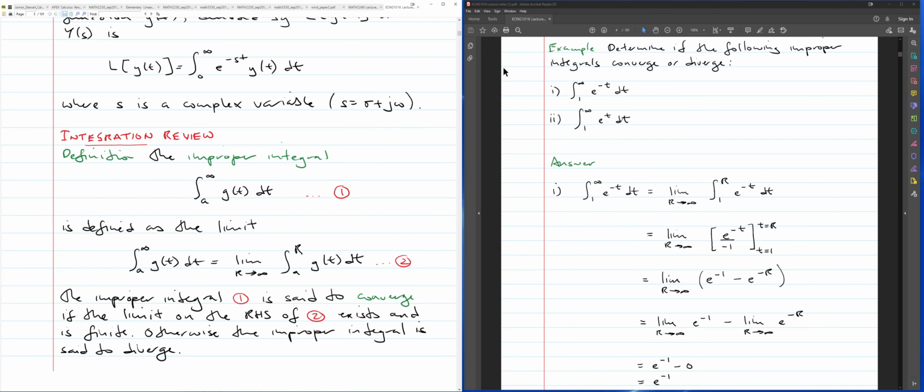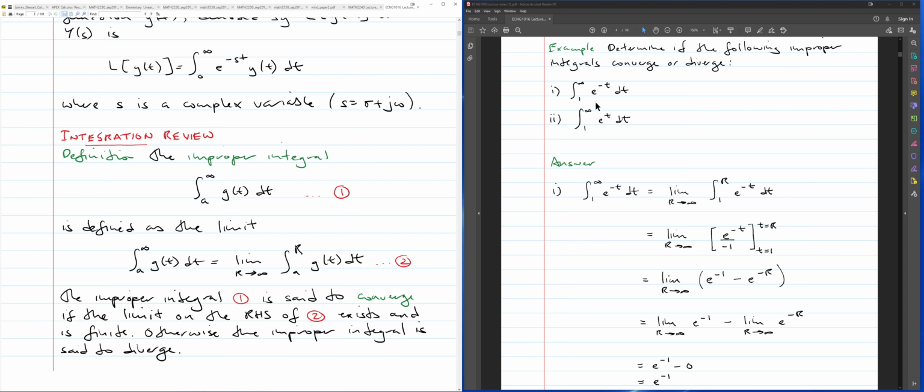Okay, so let's do a couple examples of improper integrals. Here I have this integral, and you want to notice it's of the form of the improper integral specified over here. I have infinity as my top limit, and the lower limit is a constant, in this case equal to 1. The function over here is e to the minus t, so g of t is equal to e to the minus t.